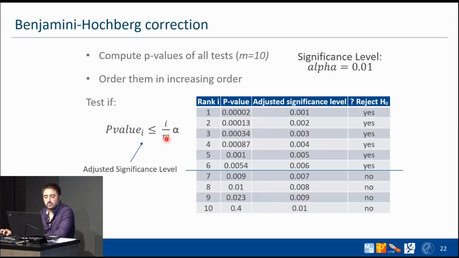So you take your significance value, you divide it by the number of tests, but then you also multiply it by the position you are in the table. And this is already giving you a better approximation. It's sort of a local Bonferroni correction.